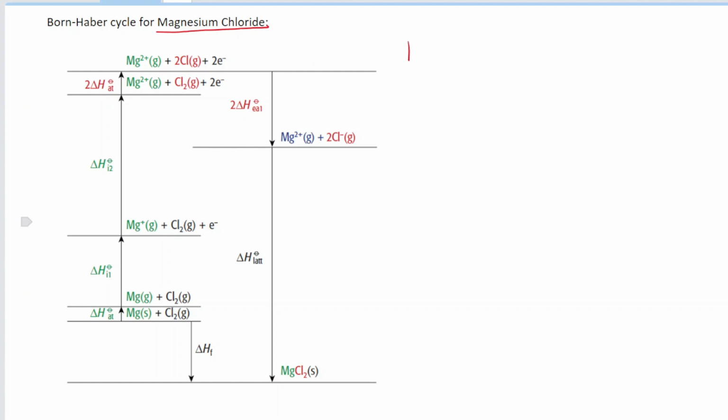So you will have Mg plus Cl2 gives you MgCl2, right? But remember the states. Magnesium is solid, chlorine is a gas, and magnesium chloride is a solid. This is our overall equation. And what's this delta H? This is delta H of formation, right? Because you're forming 1 mole of an ionic compound from its elements under standard conditions. So this is delta H f.